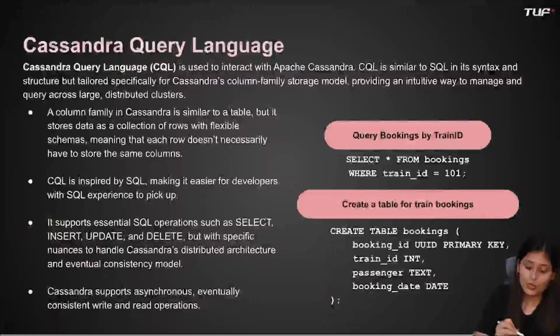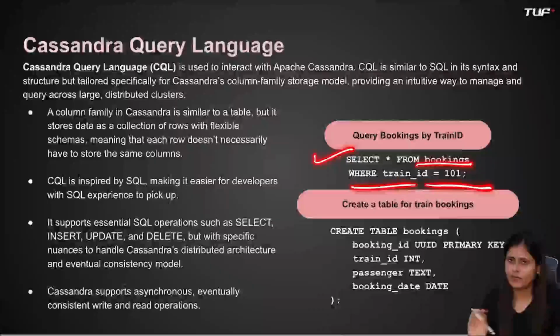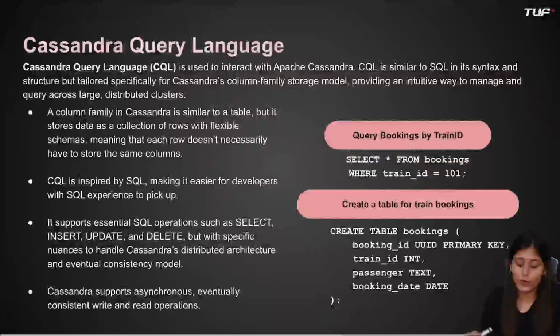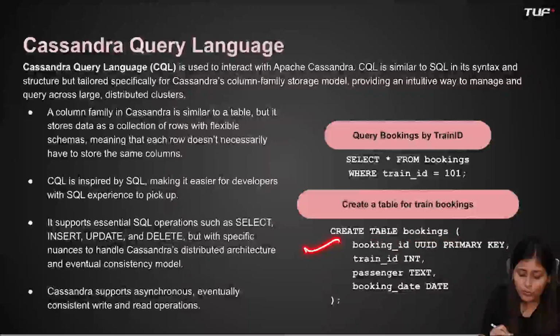query language. So here, this is how we query bookings by train ID. We'll select all from bookings where train ID is this. This is similar to SQL, right? But here's the difference when we are creating a table, bookings. So this is how we do booking ID, train ID, passenger of type text, and booking date of type date. So here you can see this is UUID.